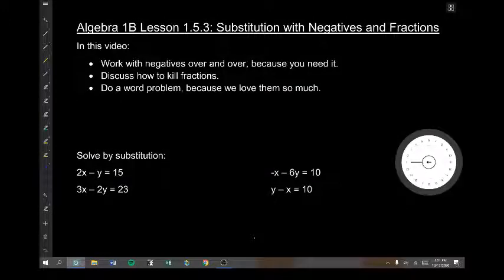Our third and final video on substitution. Today we're going to focus on negatives and fractions, which I know are our two favorite things about math. So in this video we'll work with negatives several times because we need the practice. We'll discuss how to kill fractions, which is a very satisfying feeling. And we'll do a word problem because we love word problems so much I have to keep working on those.